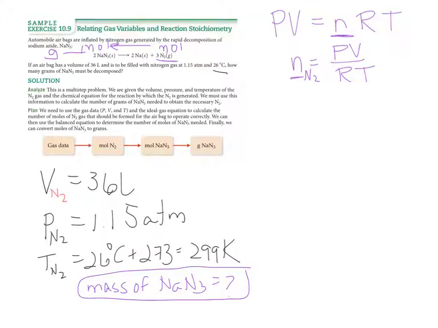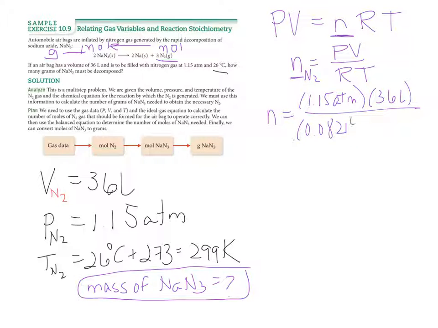So let's do it. I have my n equals, my pressure is 1.15 atmospheres. My volume is 36 liters. My R is 0.0821 liters times atmospheres over moles times Kelvin. And my temperature is 299 Kelvin.